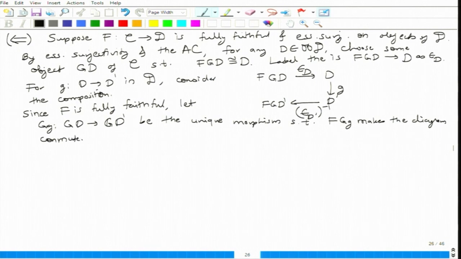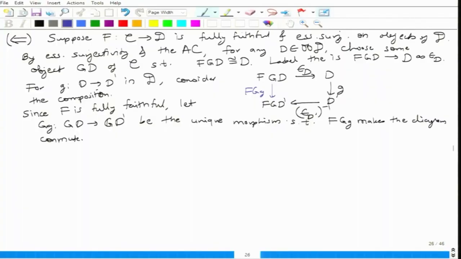Yes, this is possible. So, FGG, if you put here, then this diagram should commute. And there can be exactly one such thing. So, there is a morphism, obviously. This morphism is this composition which makes the diagram commute. But GG is the unique morphism whose image under F is this particular morphism. So thus, now we have defined object to object assignment of G and morphism to morphism assignment of G.